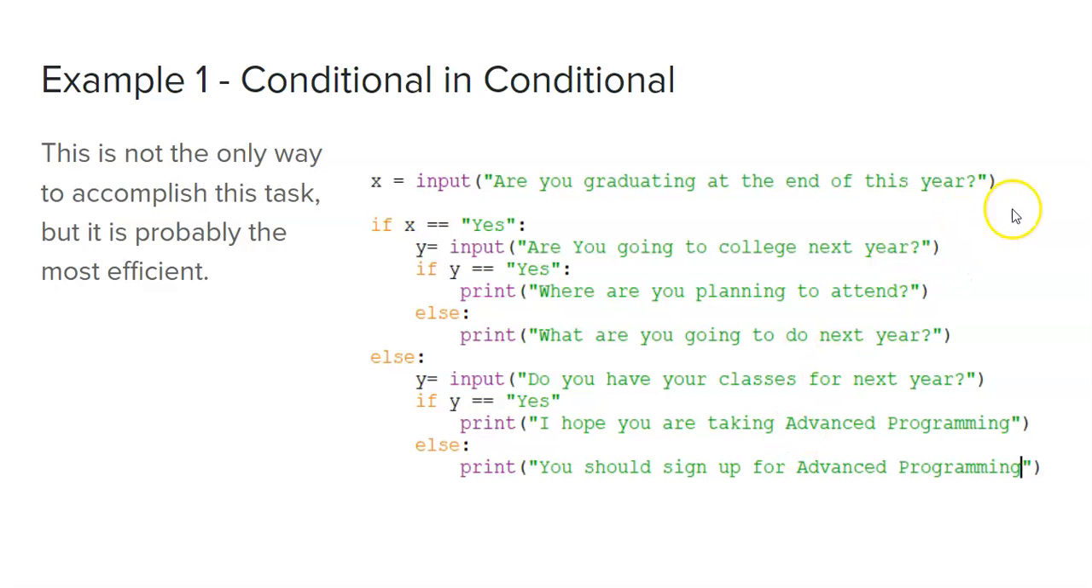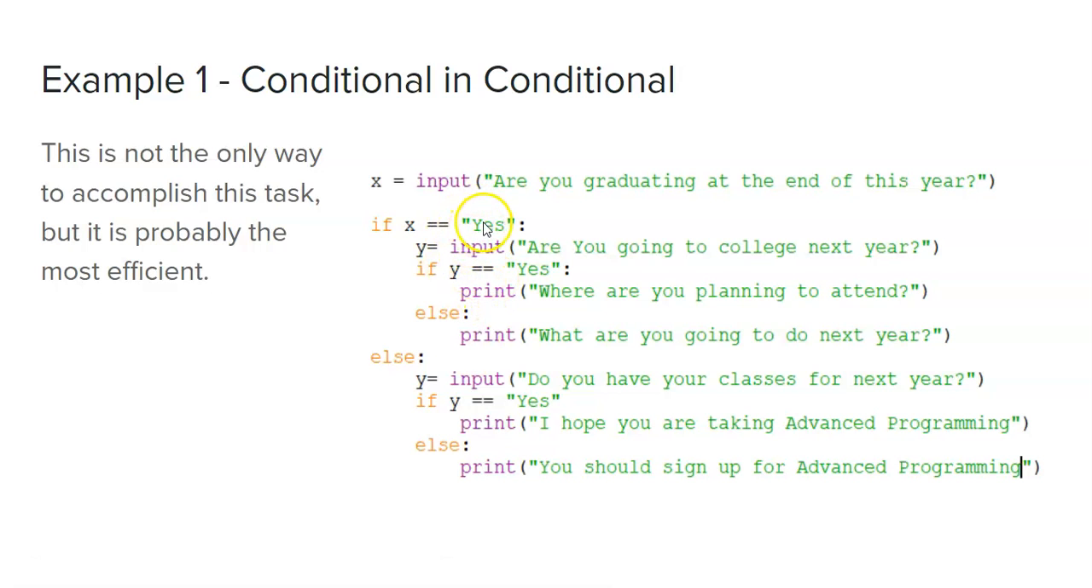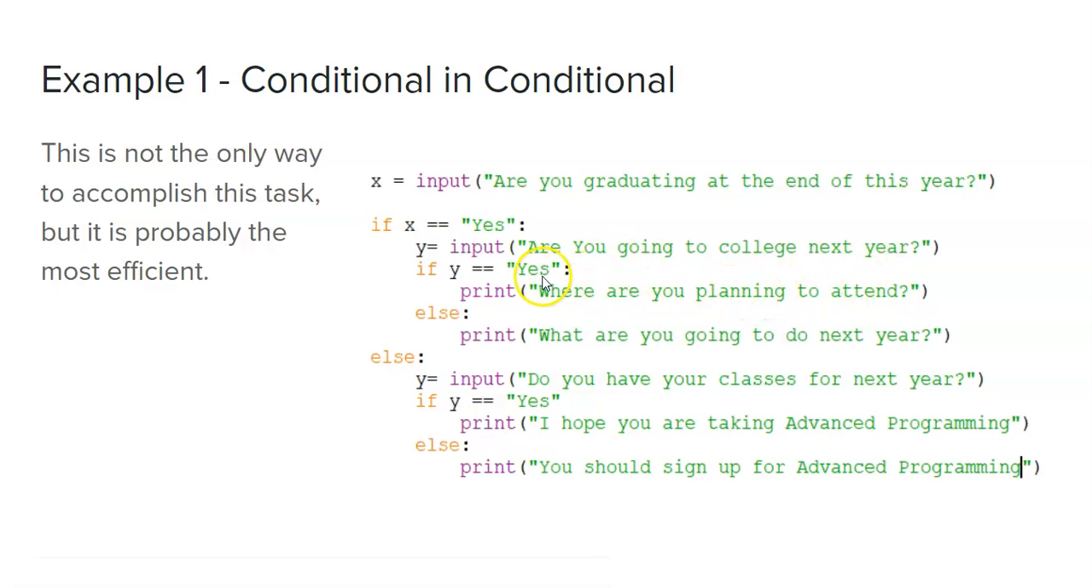So in this example, it asks, are you graduating at the end of the year? And it's going to choose to do something if you say yes and something different if you say no. If you say yes, it's going to ask you a follow-up question. The follow-up question is, are you going to college next year? And if you say yes, it's going to ask where you're planning to go. And otherwise, it's going to ask, what are you going to do next year?